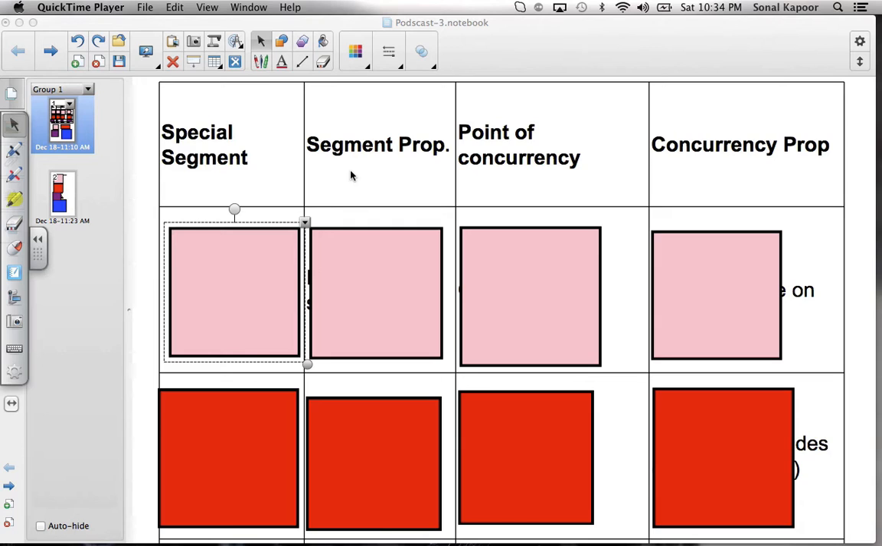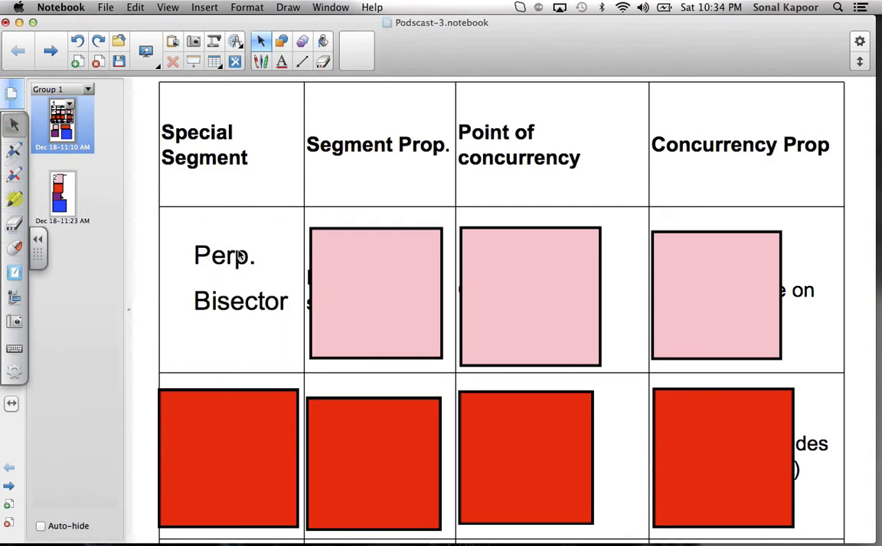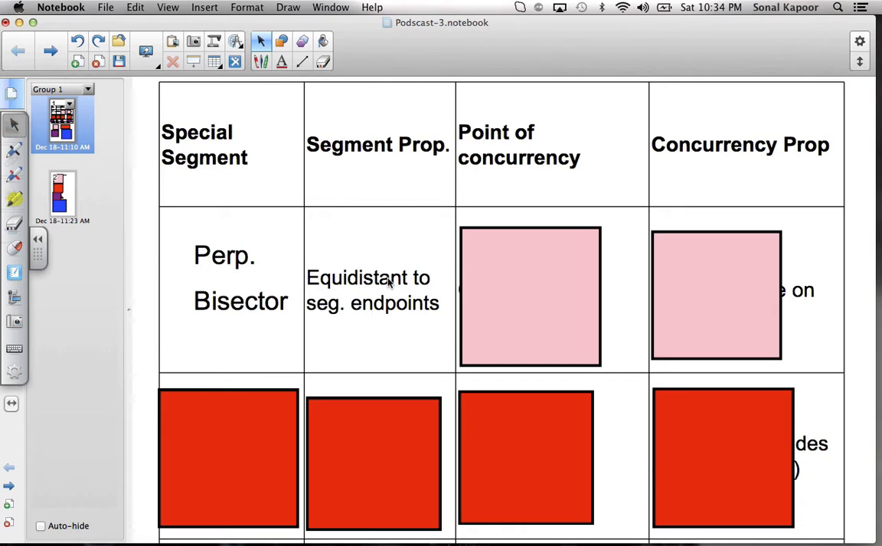Chapter 5, which is a special segment chart. Our first special segment is a perpendicular bisector. The perpendicular bisector theorem states if a point is on the perpendicular bisector of a segment, then it is equidistant from the endpoints of a segment.